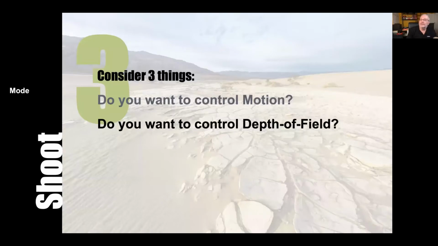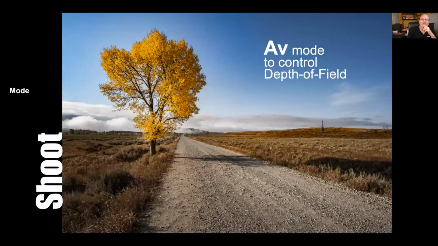Do I want to control depth of field? Is there motion in my picture? Maybe not. Maybe it's depth of field I'm after. Here's an image from Grand Tetons off a dirt road. In this particular image, there's really no motion. There might be some breeze blowing the tree or something, but I'm not as concerned about that. Maybe it's just the depth of field. I want to make sure that this road is in focus from front to back. My subject's in focus, everything else is in focus.